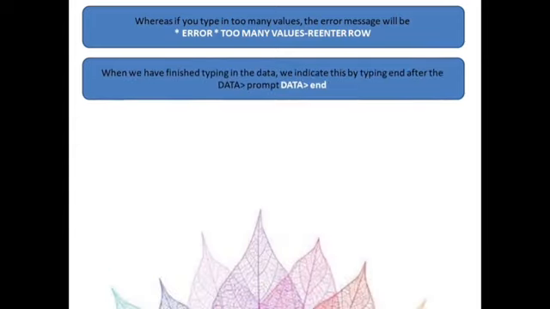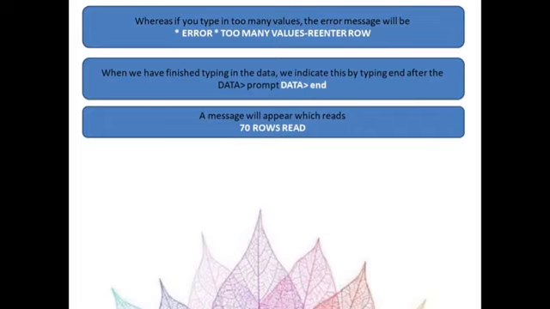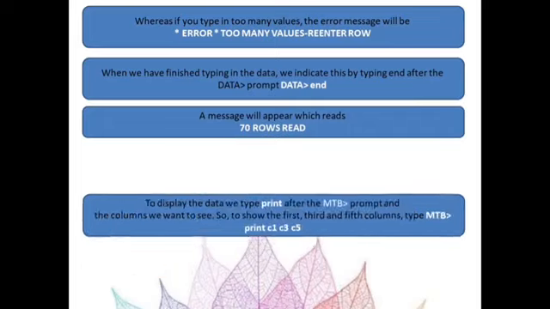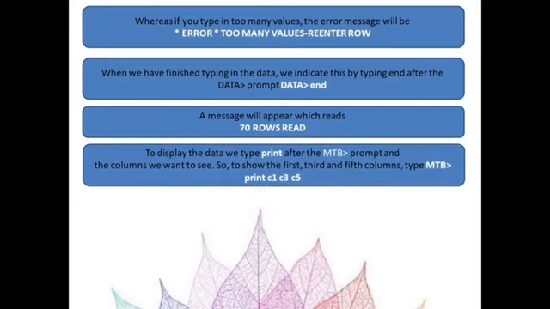When we have finished typing in the data, we indicate this by typing end after the data prompt. A message will appear which reads 17 rows read. To display the data, we type print after the MTB prompt and the columns we want to see. So to show the first, third, and fifth columns, type as follows. MTB print C1, C3, C5.